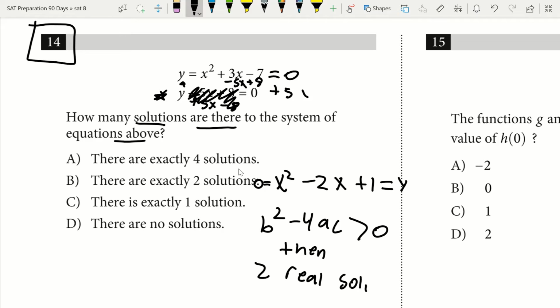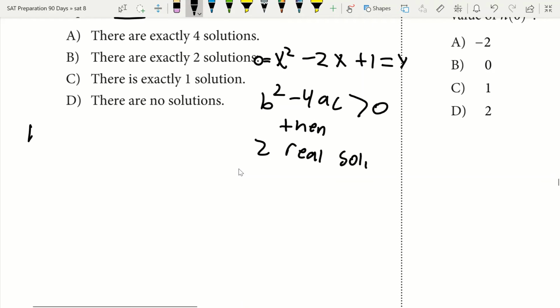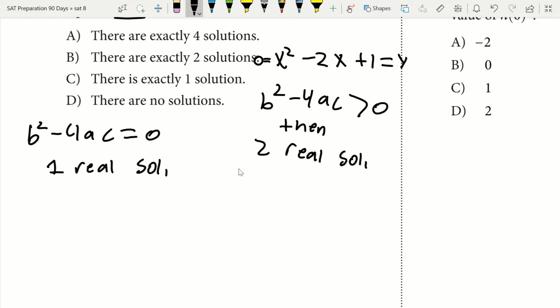Now if b squared minus 4ac is equal to 0, in that case, there will be 1 real solution. Now what if b squared minus 4ac is less than 0? Well, if it's less than 0, then there are no real solutions. So that would be 0 real solutions.